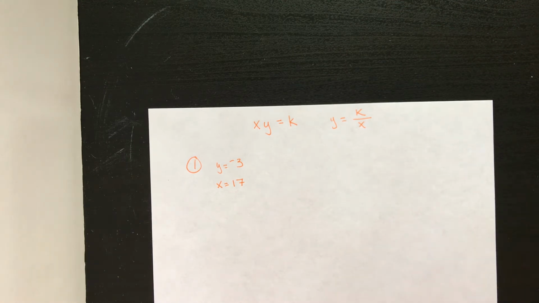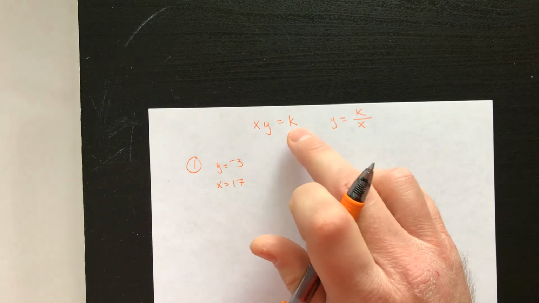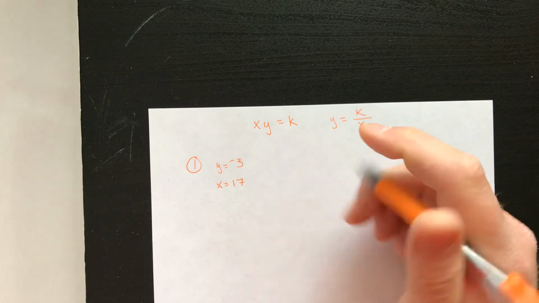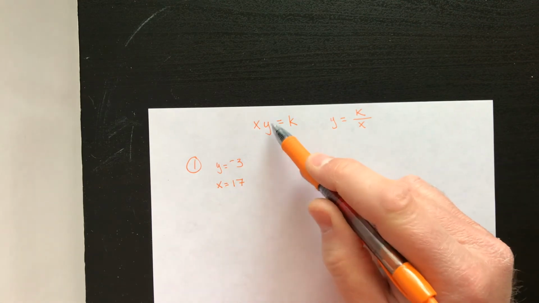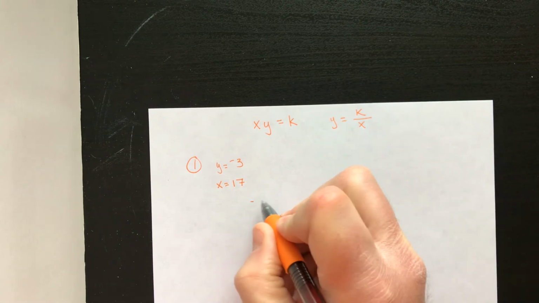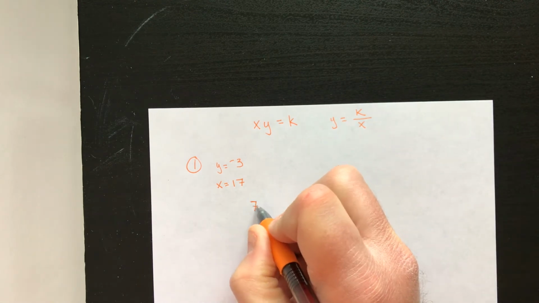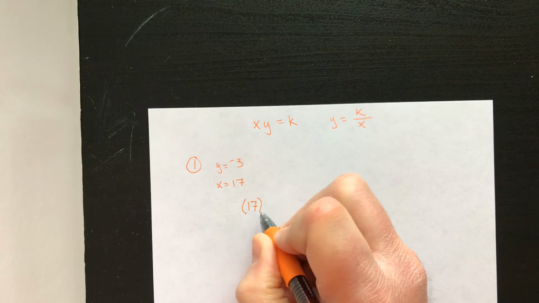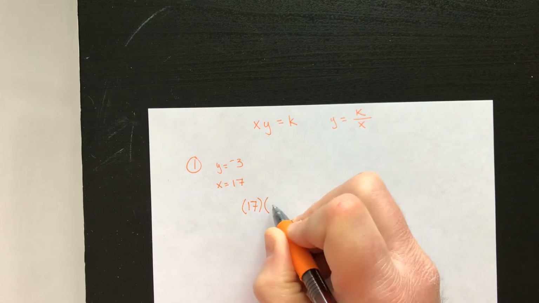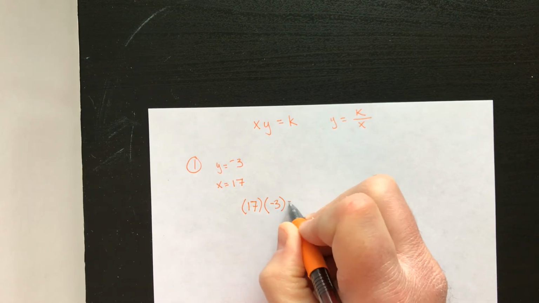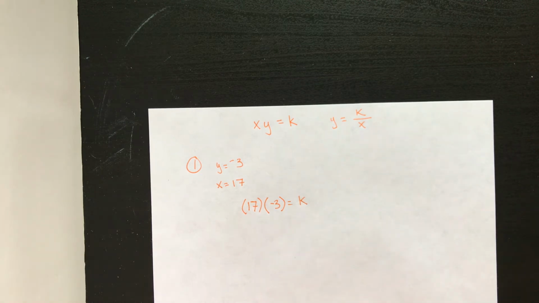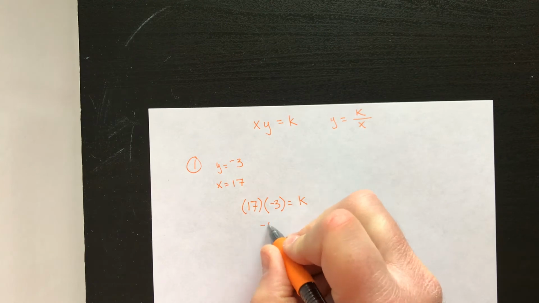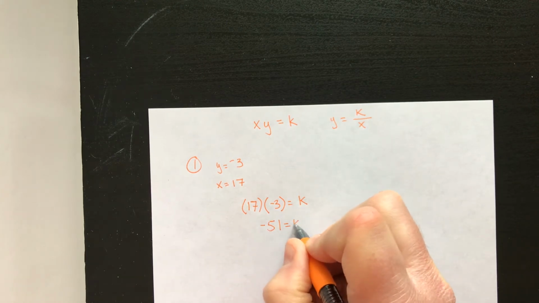What we need to do first is find out what our constant is, what our k is. So guess what? We just plug these numbers in for x and y. So we have 17, which is x, your y is -3, and that is equal to k. 17 times -3 is -51. So -51 is equal to k.